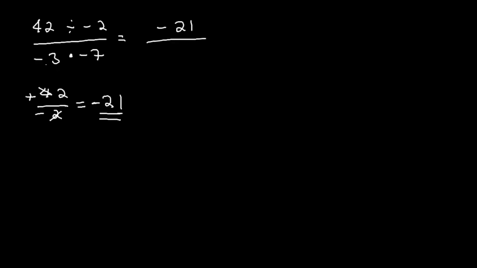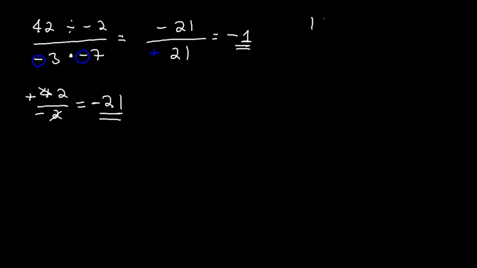Now let's solve the lower part. So we're multiplying a negative times a negative. We have the same rules with multiplication and division, so this will be a positive. Now 7 times 3 will be 21. Now you're dividing a negative and a positive, so your final answer will be negative 1.